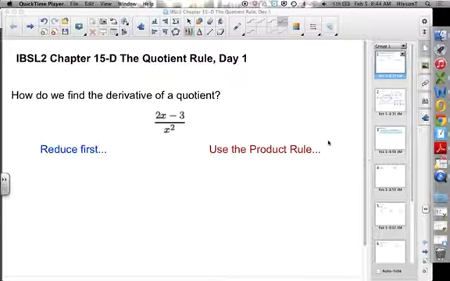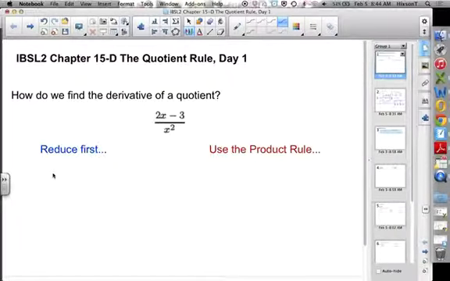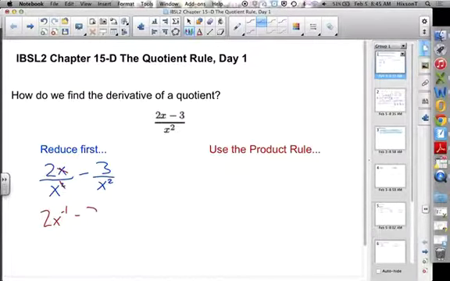First of all, we could have reduced the fraction first by splitting it into two separate fractions, 2x over x squared minus 3 over x squared, reduce the x with one of the x's in the bottom, and then that's a 2x to the negative 1 minus 3x to the negative 2, and then we could find the derivative. Negative 2x to the negative 2 plus 6x to the negative 3. So that was one option we had.